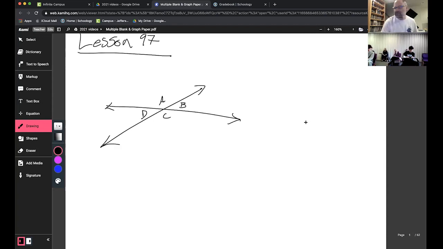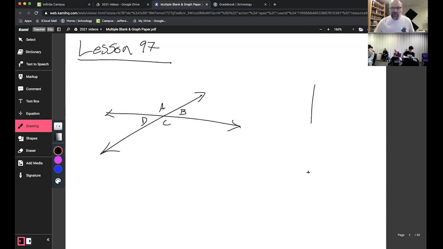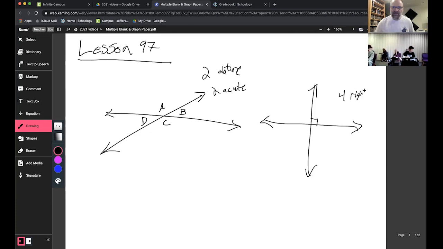Okay, so this is what perpendicular lines look like. They're still intersecting lines, but instead of two obtuse and two acute, this is four right angles. So these are perpendicular lines. The little shorthand that we use is a capital upside down T.